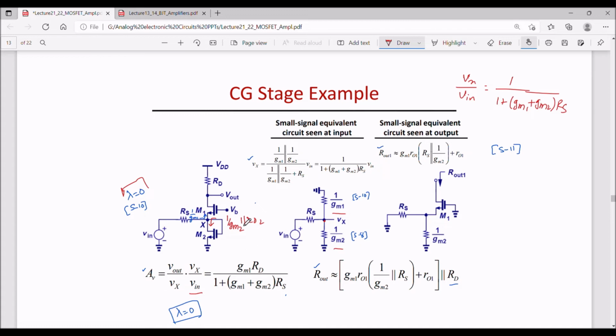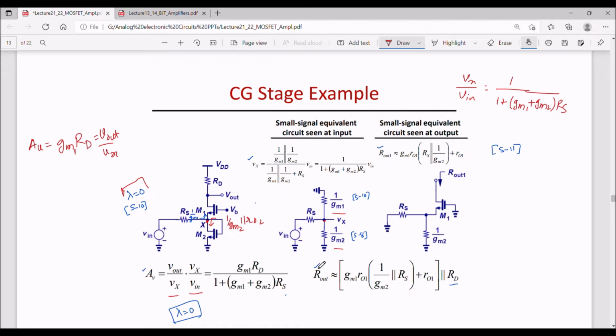Now V out by Vx, at this point, without including the source resistance, the gain of common gate configuration is GmRD, that is Gm1 times RD, without having source resistance RS. So this is V out by Vx. V out by Vx is known, Vx by Vin is also known. So the total gain can be written as Gm1 RD multiplied by this. So this is the total gain.